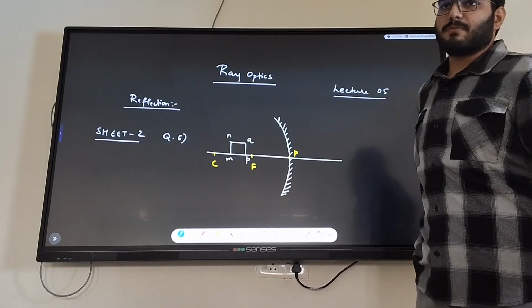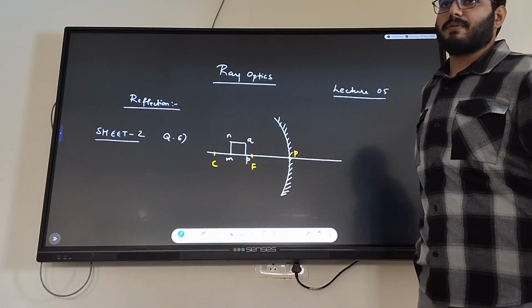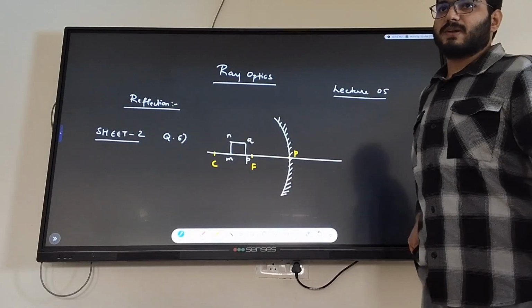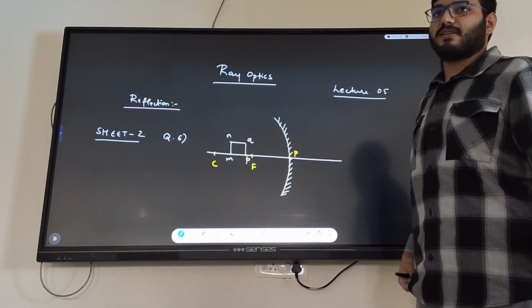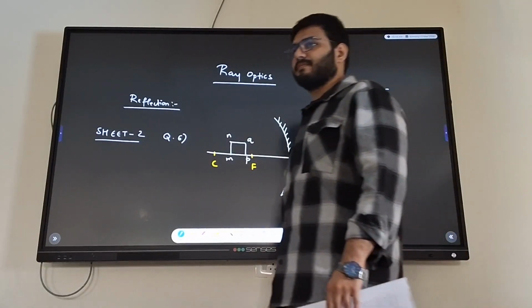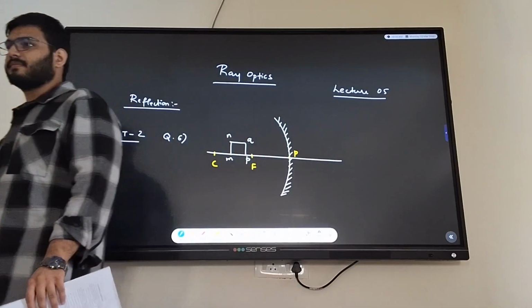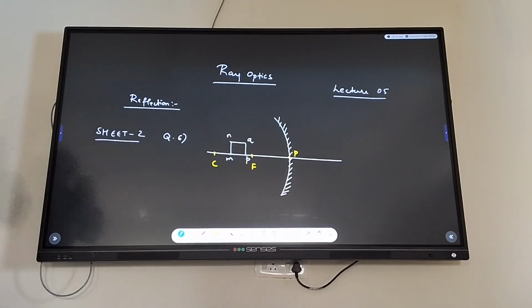Please also name the points M prime, N prime, Q prime, P prime, and they should be exactly correct. Only then I will say it's the correct diagram. Any answers?